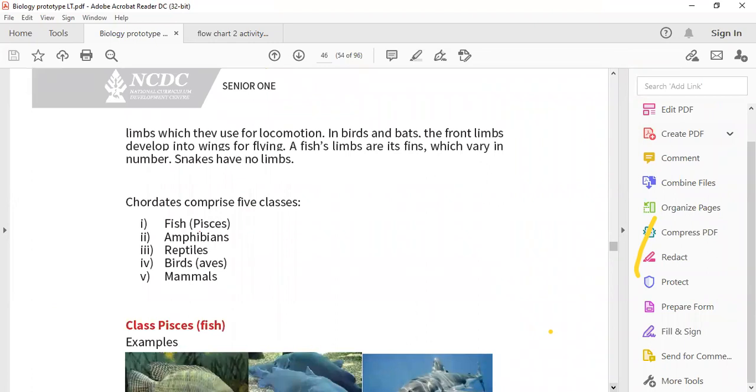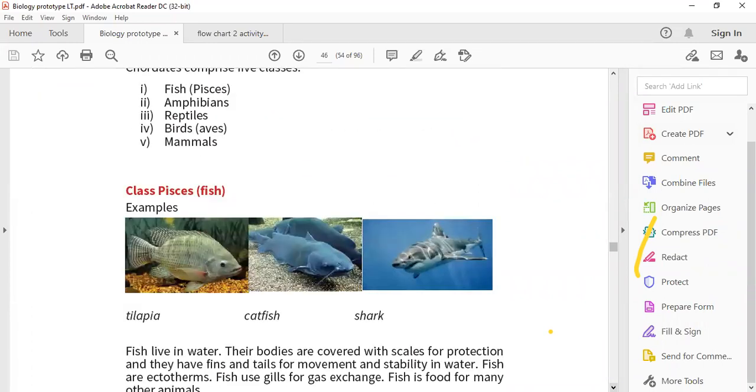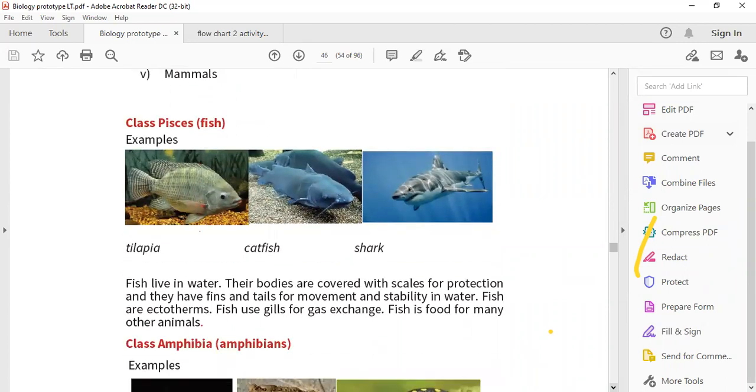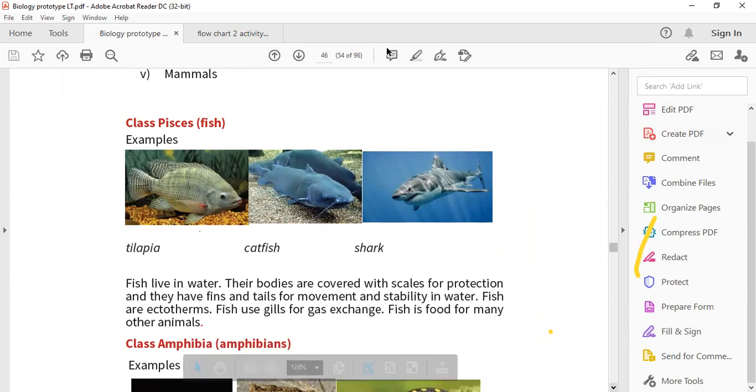Particularly today, we have looked at the fish or Pisces as the first class of these organisms. We have looked at some examples of fish: shark, catfish, tilapia, and many others, and some observable body characteristics which they possess. And we have explained them much in that case. That is what we have looked at today, and it looks like we have run out of time unless there is an issue to be discussed.